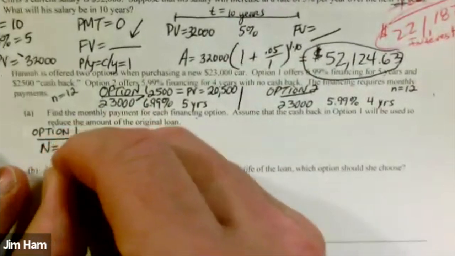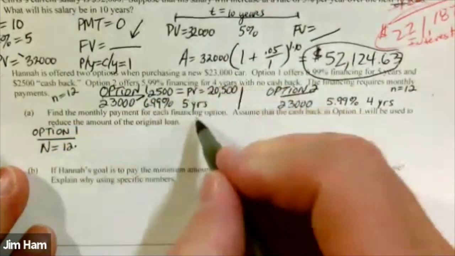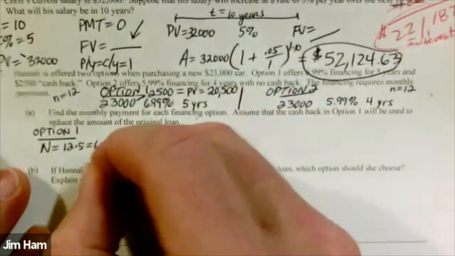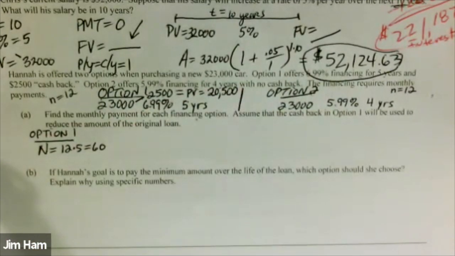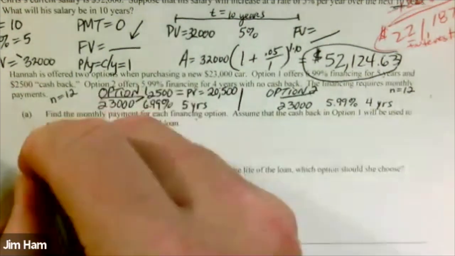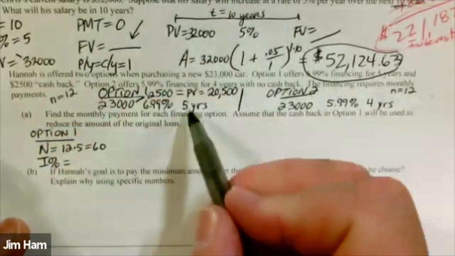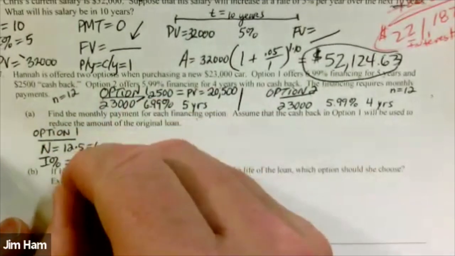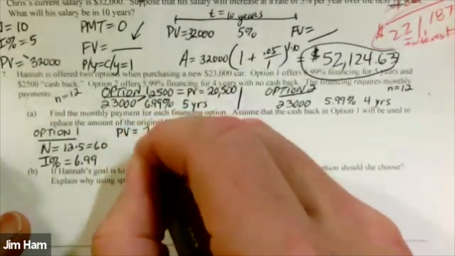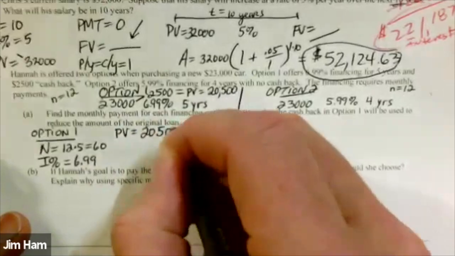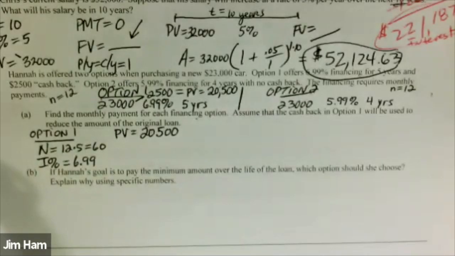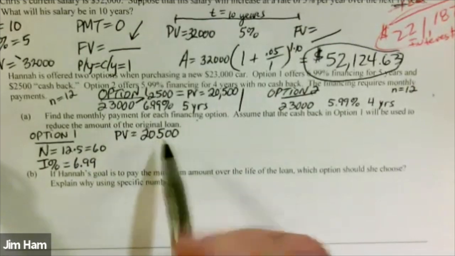So in the first option, 12 months, and we have 5 years. So over 5 years, if you make a monthly payment every month for 5 years, that's 60 payments. So n is always the number of payments. Not the number of payments per year, the number of payments total. I%, because we take it out for a longer period of time, we have a higher interest rate. The present value is the present value of the loan. Remember, it was originally $23,000, but then we had a rebate, $2,500, took the loan value down to $20,500.